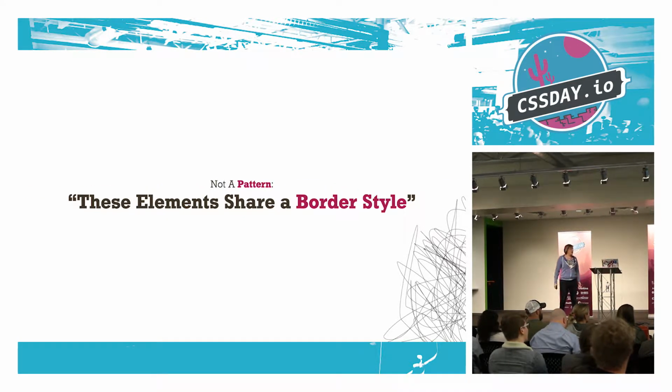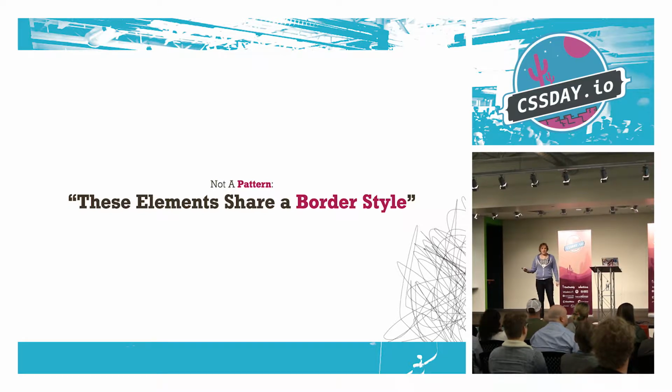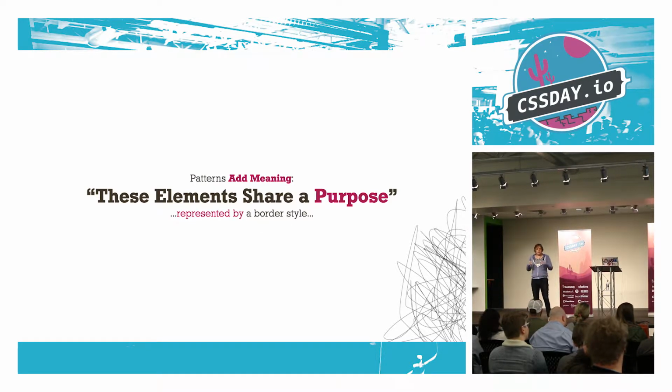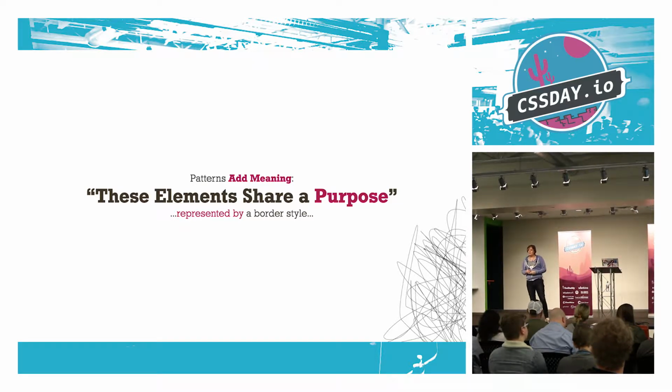So this is not a pattern. These elements share a border style. That's not a pattern. The fact that you use border style dashed at a few places is not a consistent pattern, unless it's part of your style guide and there's meaning behind it. So what you're looking for is these things share a purpose, they share a meaning, that's when you have a pattern. So you could have border style dashed as a pattern, but not just because you used it a few times. What's important is that there's a meaningful connection, and that's what's going to make the code maintainable.